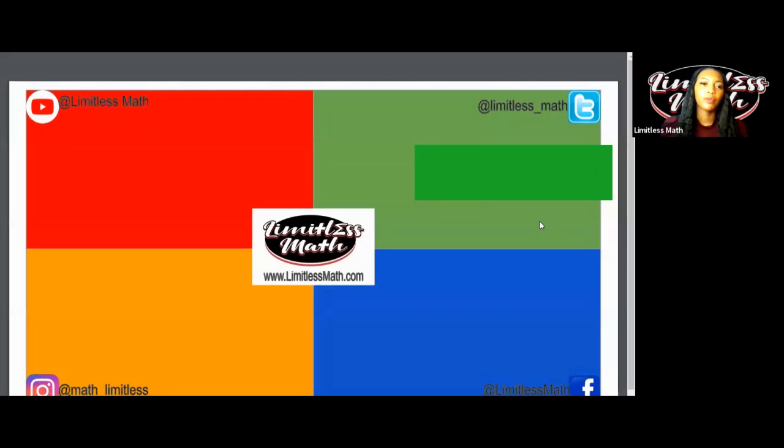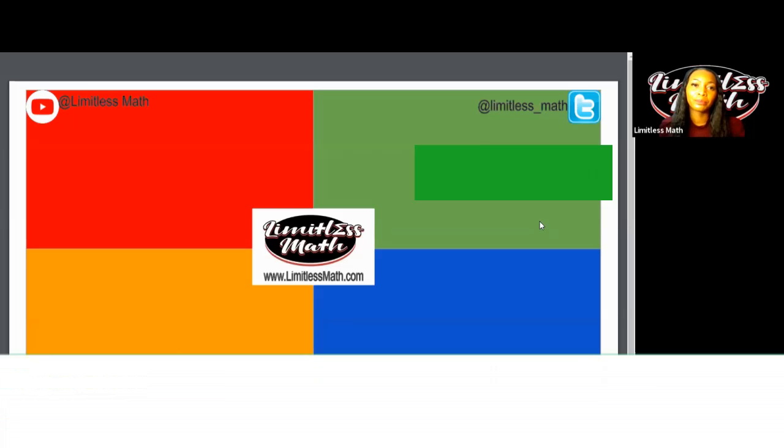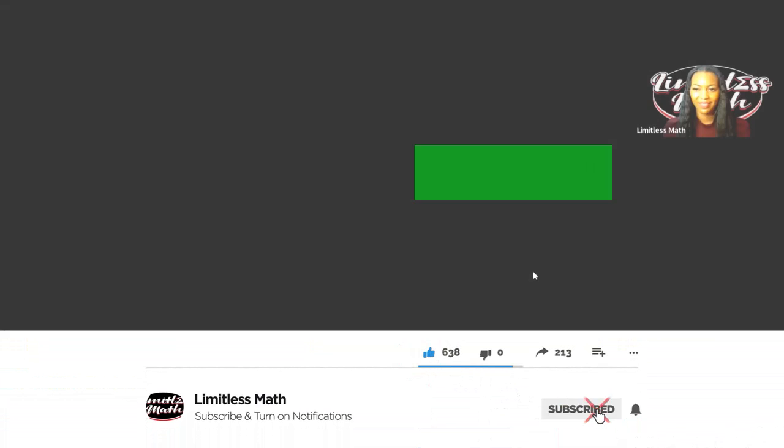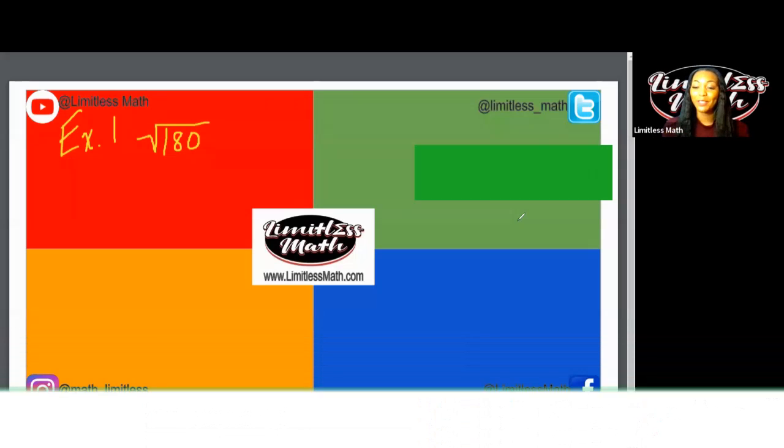The number one strategy we are going to use today when we simplify roots is going to be prime factorization. I am going to pin a separate video here as well in case you need more of a review on what prime factorization is, but that's going to be our method for solving or simplifying the roots today. So let's get started with the first example.